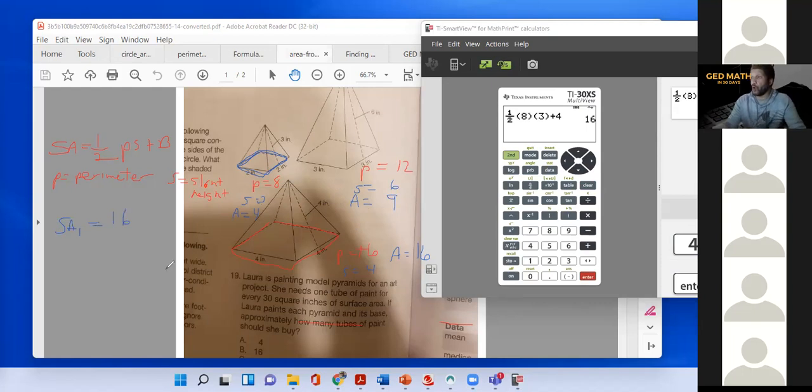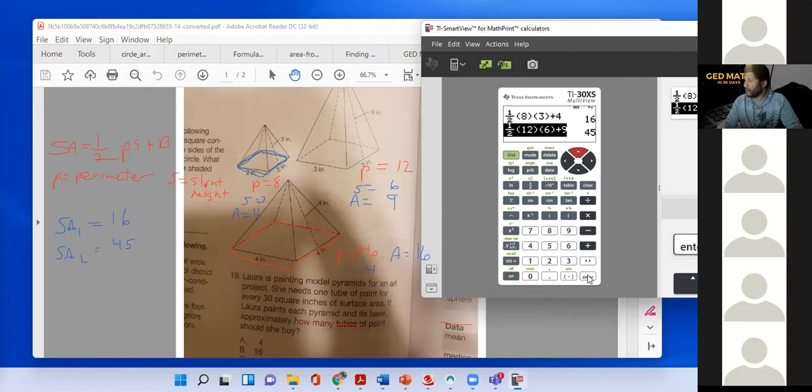Okay, now I'm gonna do the same thing for the second one. I'm not gonna write it all over since I have it there already. All I'm going to do is go back up into my formula and change my 8 to a 12. So 1/2, my perimeter is 12, my S is 6, and then the area of my base, which is 9. And I'm gonna press enter. So my surface area of my second pyramid is 45.